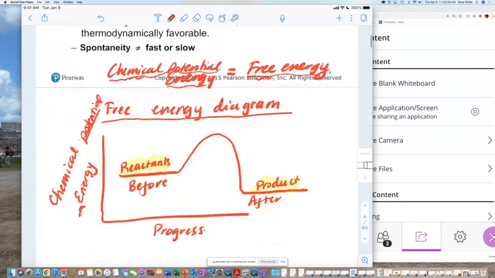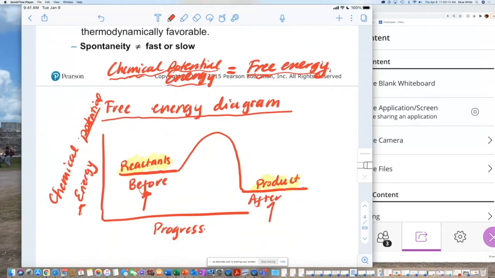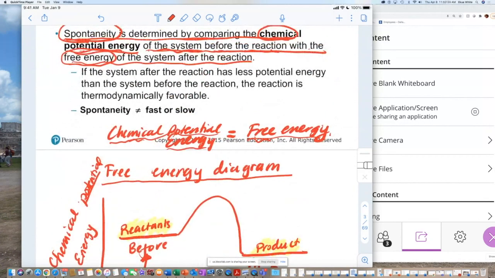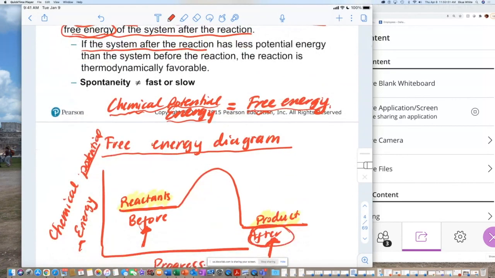Now we have discussed that. So when you compare the free energy before and the free energy after, you can tell if the reaction is spontaneous. If you compare the chemical potential energy before and the one after, you can say if the reaction is spontaneous. Okay? So if the system after the reaction, we are looking at this one here, right, has less potential energy than the before, this is less, right? This is more. The reaction is thermodynamically favorable.